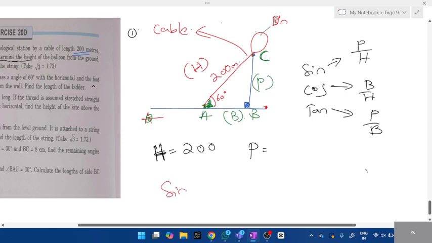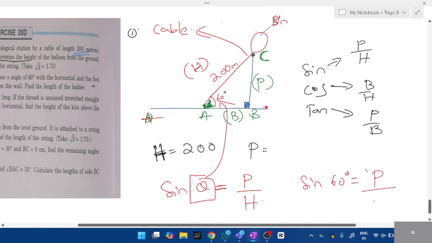Sine theta. So let me take sine theta. Which formula should I use? Should I select sine theta? Sine theta is equal to perpendicular by hypotenuse. Now theta. What is the theta value given in the question? 60 degrees. Okay, look here. Sine 60 degrees is equal to the perpendicular, which we have to find, P, divided by the hypotenuse, 200. Tell me sine 60. Look at the table and tell me sine 60.